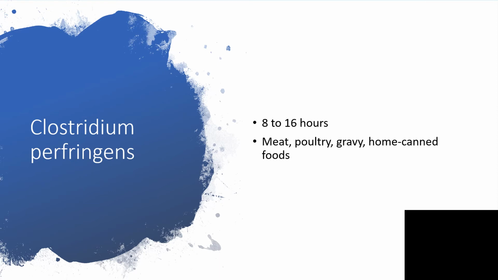Clostridium perfringens will occur within 8 to 16 hours of contact with the agent. It's found in meat, poultry, gravy, and home canned foods.